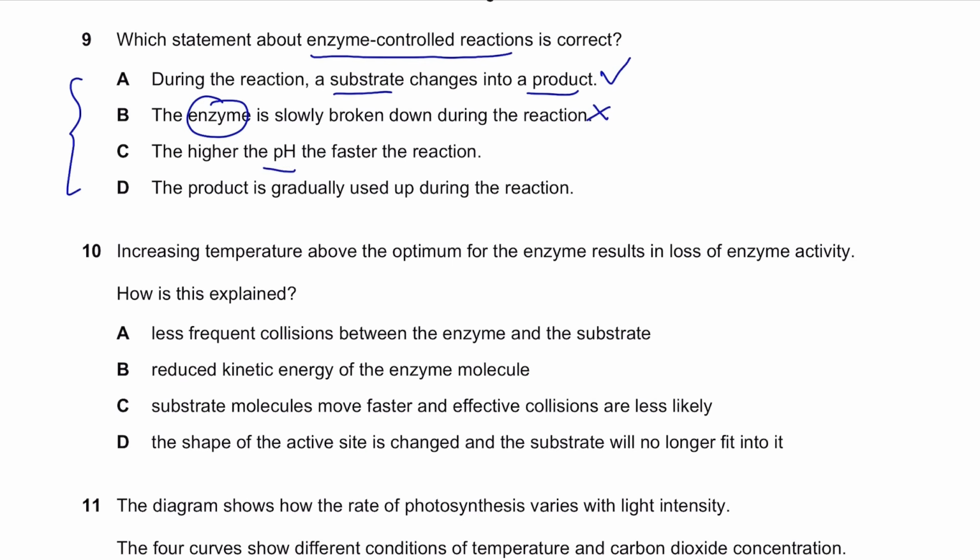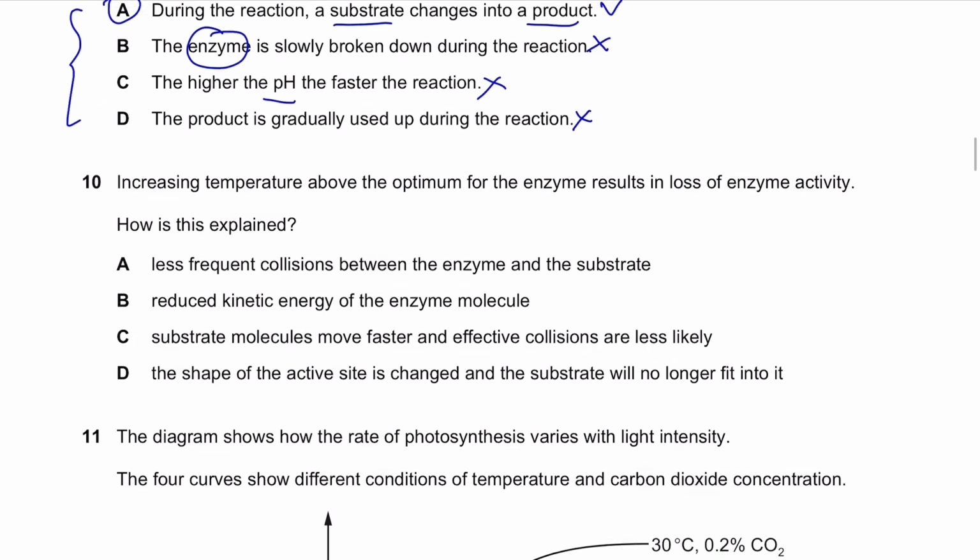The higher the pH, the faster the reaction. Well, this may apply to some enzymes, but it's not always the case, so nope. And the product is gradually used up during the reaction. And nope, you're just trying to produce a product, so the product will not get used up. The answer is A.